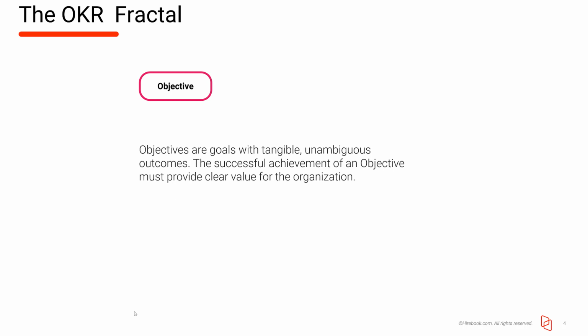So the fractal itself, the OKR, is built up of basically two elements. The objective, which are your goals. They are tangible, unambiguous outcomes of the work you do. And they're defined in a way that the successful achievement of that objective provides clear value for that part of the organization. So if it's the top of the organization, it's a big picture objective for the total organization. For departments, it's the objective for that department or team. So it models the fractal in that progressive regression.